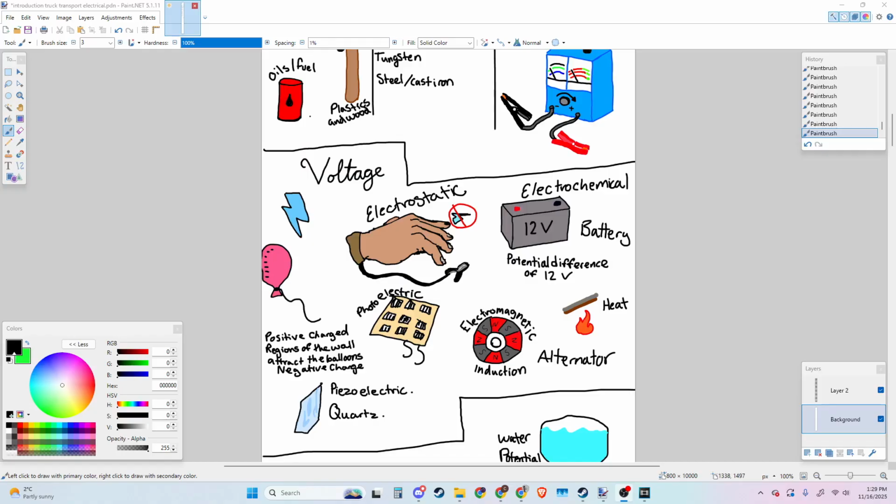Because it can damage electrical components, we wear things like ground straps. Usually it's like a bracelet that goes around your wrist. You can see on this drawing of a hand, I have this bracelet that goes around the wrist. It has a little alligator clip. You wear this when you're dealing with things like ECMs or computers because you do not want thousands of volts going through that computer.